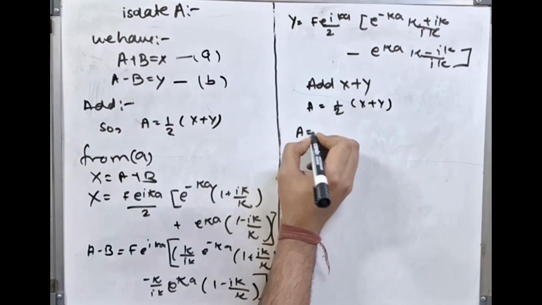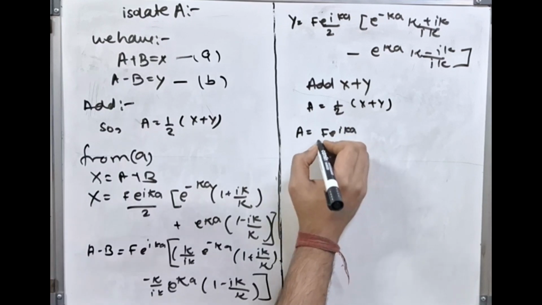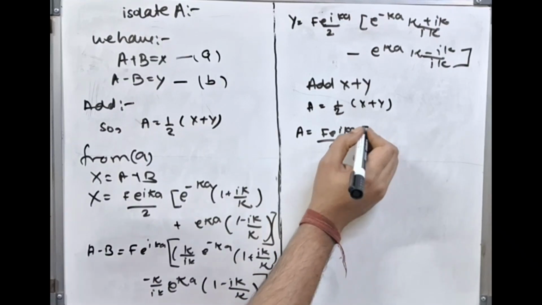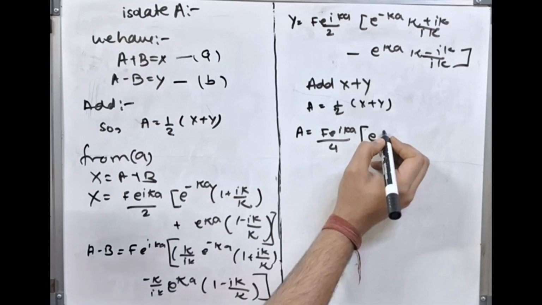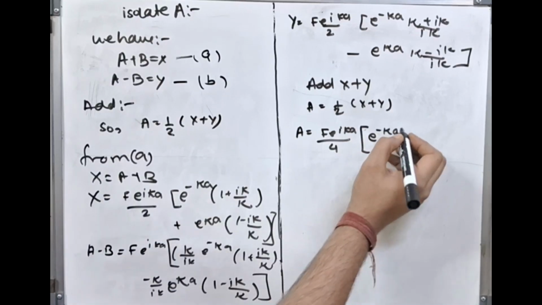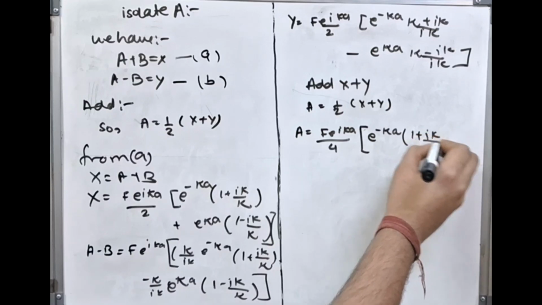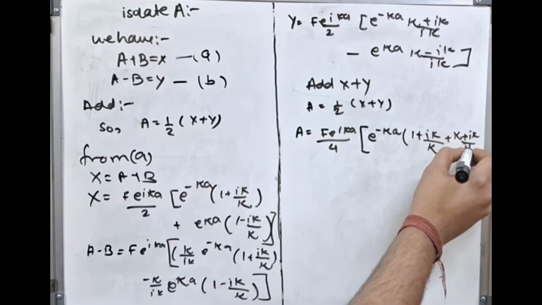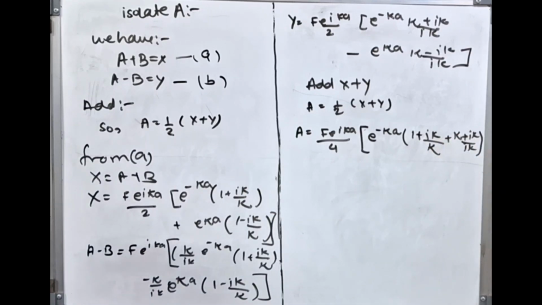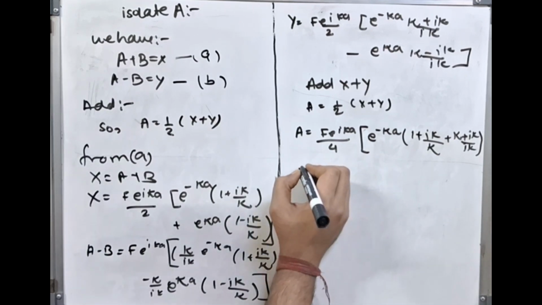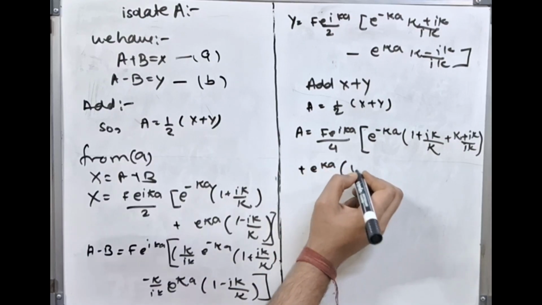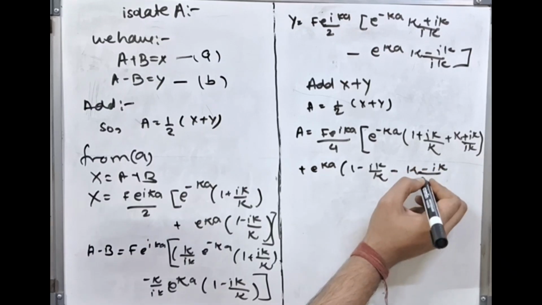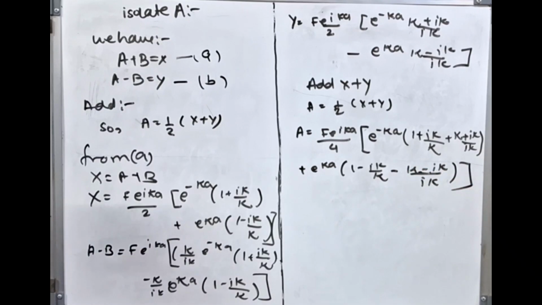So A is equal to F e raised to i k a divided by 4, and e raised to minus kappa a, 1 plus i k upon kappa plus kappa plus i k upon i k. That was a big one. Now this is a big equation, definitely. Plus e raised to kappa a, 1 minus i k upon kappa minus kappa minus i k upon i k. And we close the bracket.